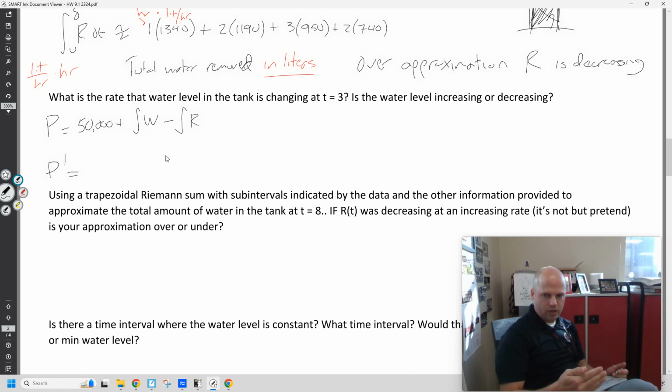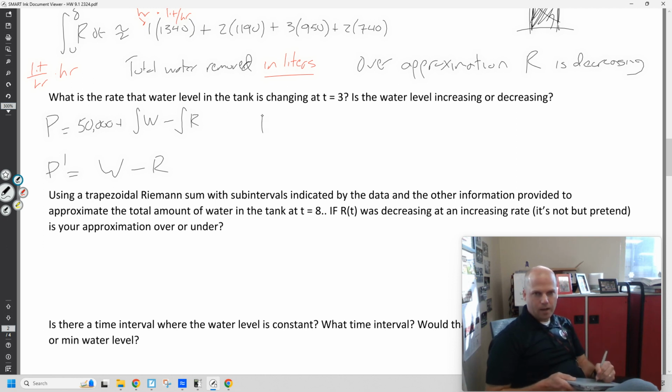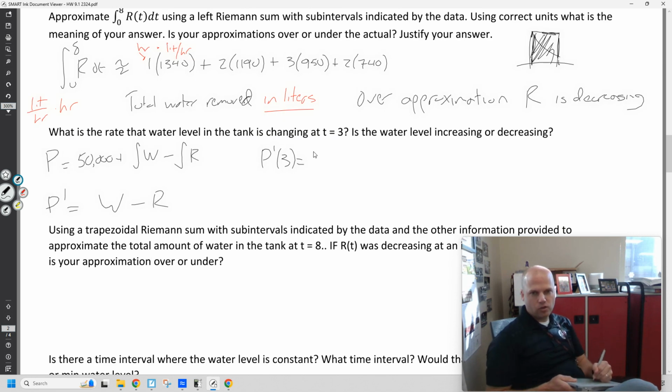We evaluate derivatives to understand how original things are changing. The derivative of this is rate in minus rate out. Okay? P prime at 3, whatever this value is, whether it's positive or negative, will tell us how P is changing, how quickly P is increasing or decreasing. A rate of change will tell you how an original thing is increasing or decreasing. So I need to find W of 3 minus R of 3.